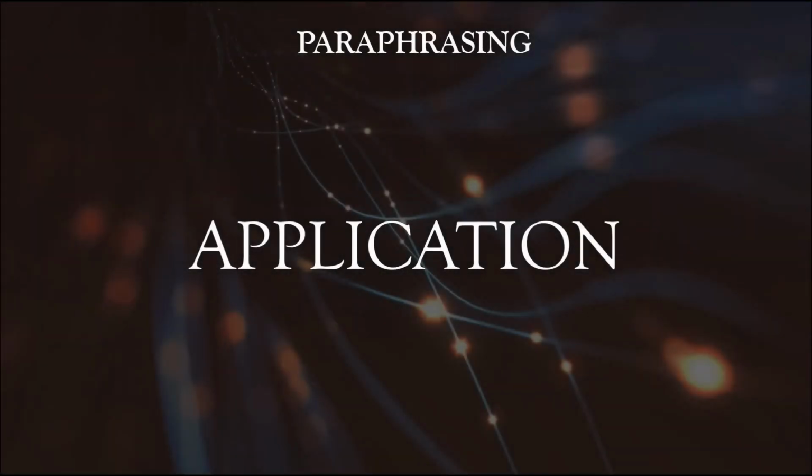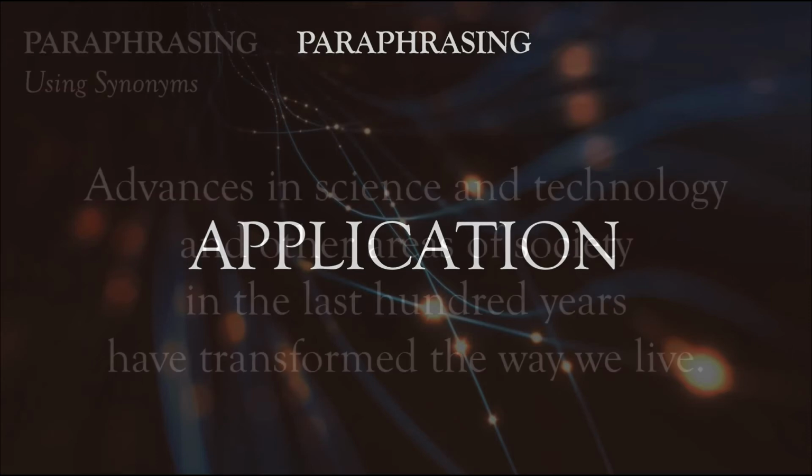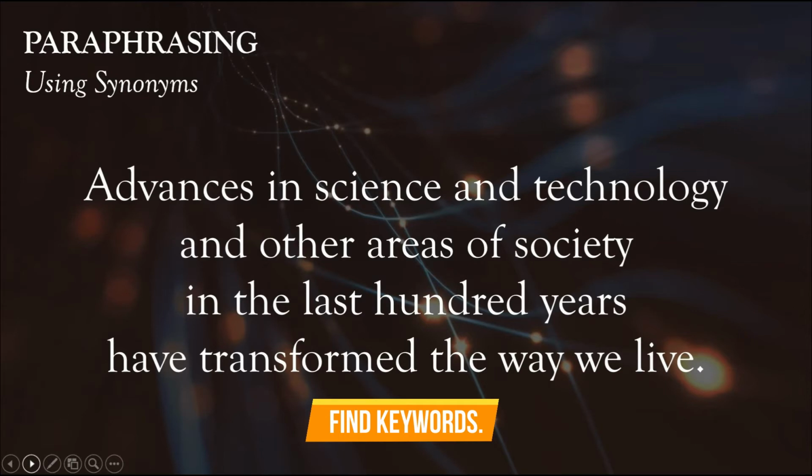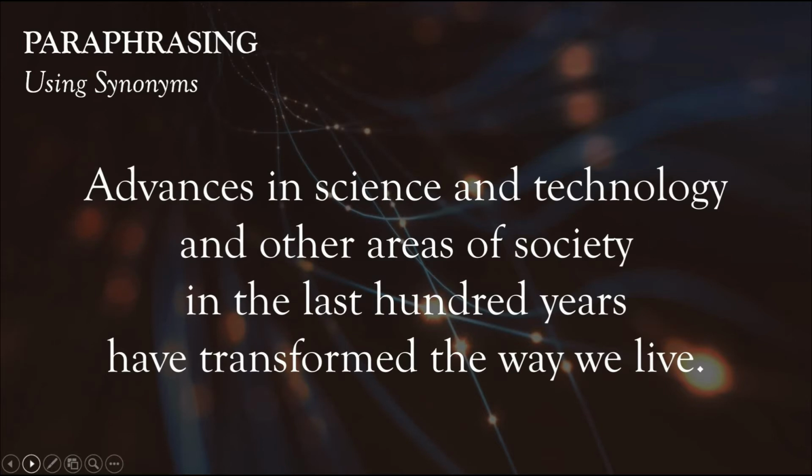Let's apply what we've learned using the same example from earlier. Our first paraphrasing method is using synonyms. So we've still got the same sentence: advances in science and technology and other areas of society in the last 100 years have transformed the way we live. So using synonyms, we'll find keywords that we can replace with words of similar meaning, and we'll ensure that the words we use to replace the keywords are logical.